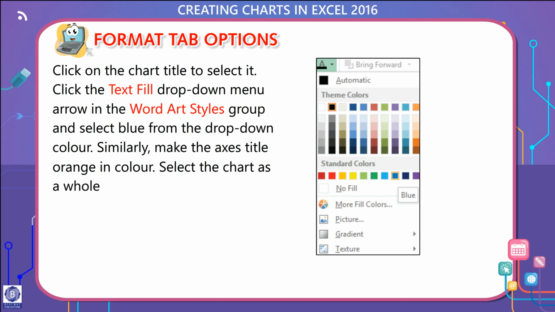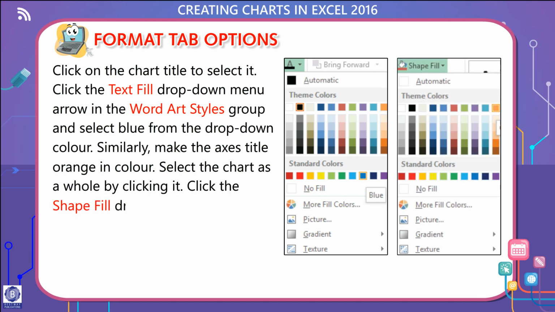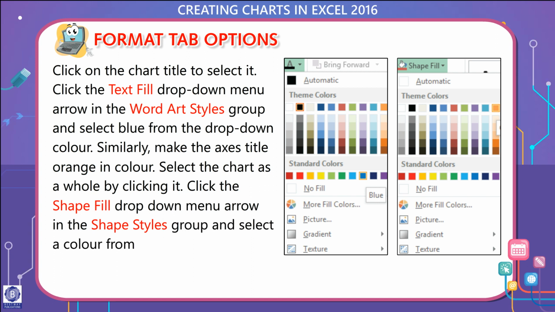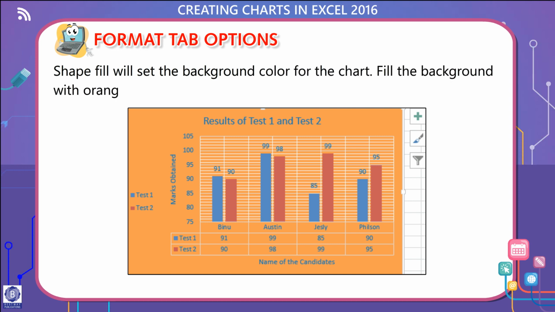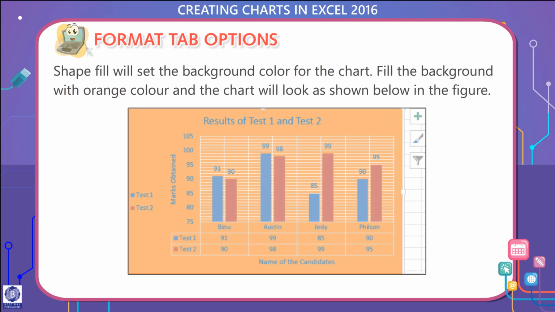Select the chart as a whole by clicking it. Click the Shape Fill drop-down menu arrow in the Shape Styles group and select a color from the drop-down color. Shape Fill will set the background color for the chart. Fill the background with the orange color and the chart will look as shown below in the figure.